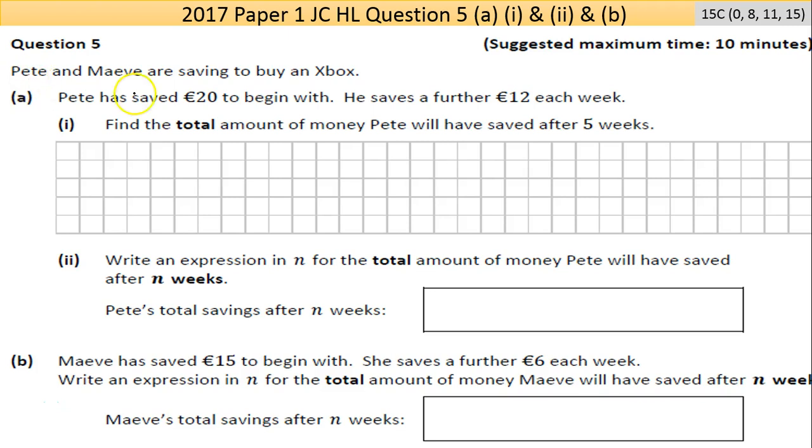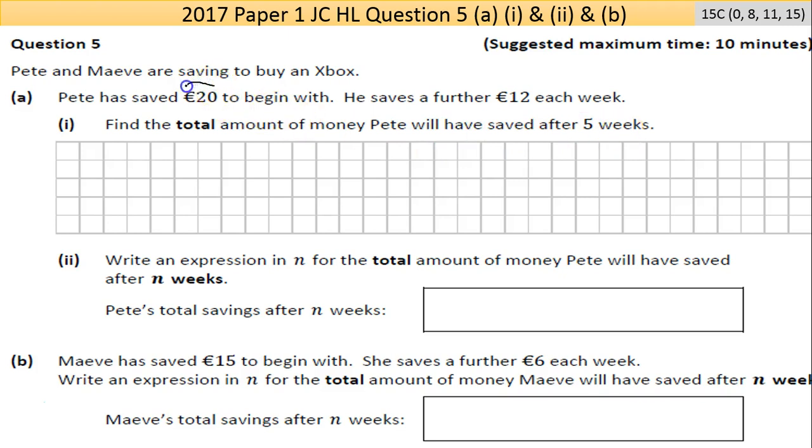So let's get stuck in. It's a 15C part A. Part A 1 and 2 are joined together. So we're looking here: Pete and Maeve are saving to buy an Xbox. Pete has saved 20 euro to begin with. He saves a further 12 euro each week. Find the total amount of money Pete will have saved after 5 weeks.